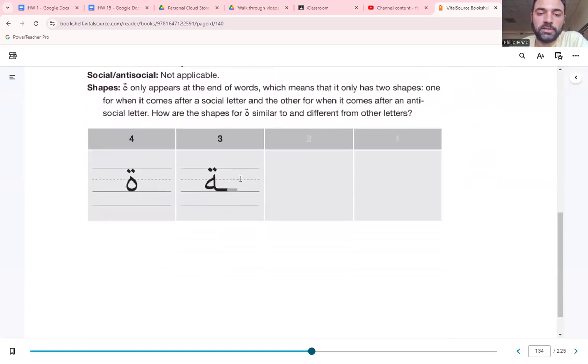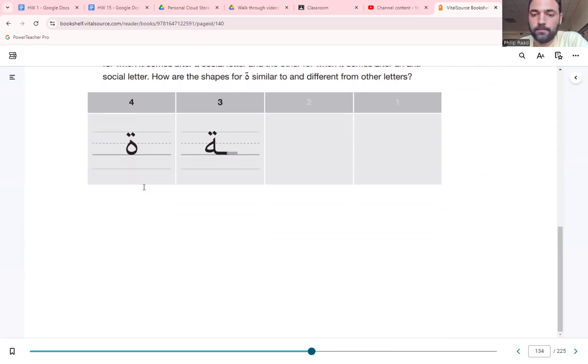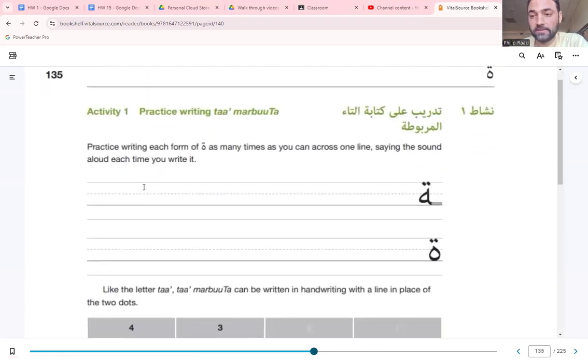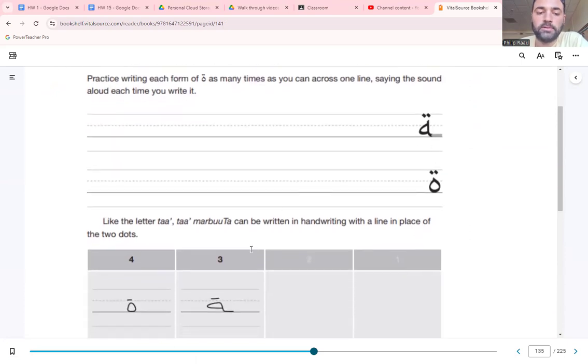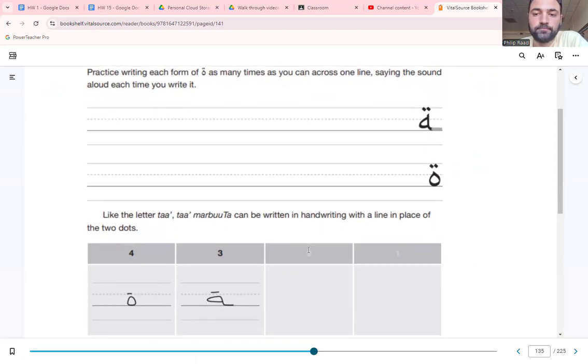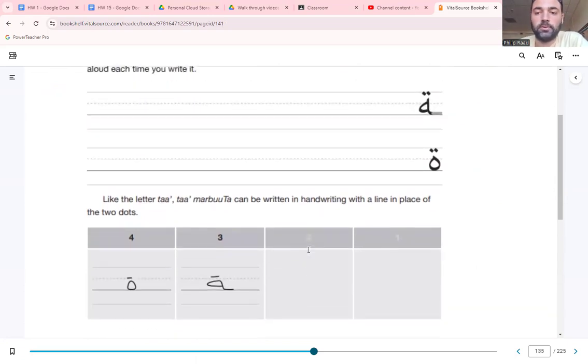So here's the final position te marbuta, and here's the standalone position te marbuta. So your first activity will be to write 10 times the te marbuta, the ta marbuta in final position and in standalone position. You can see that it's also written in handwriting in these ways. So this will be your first activity.